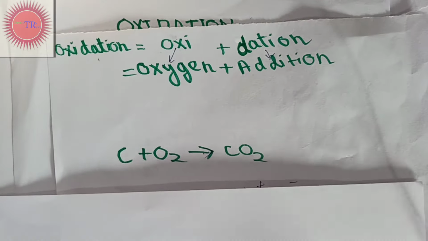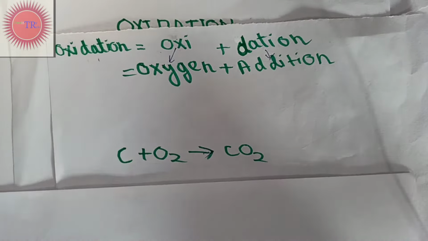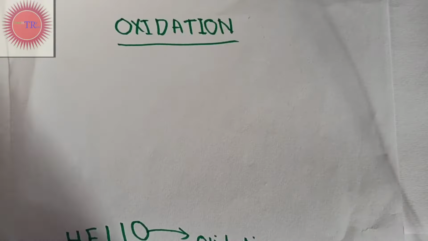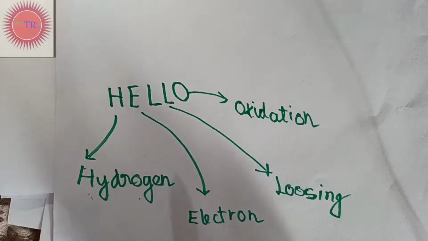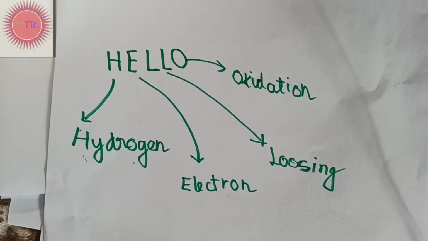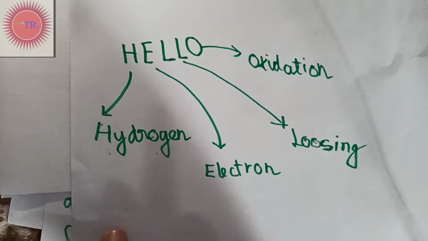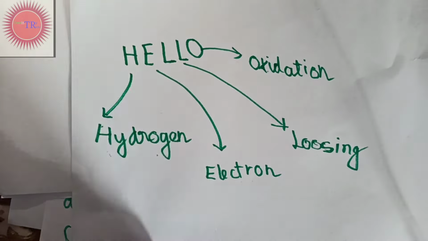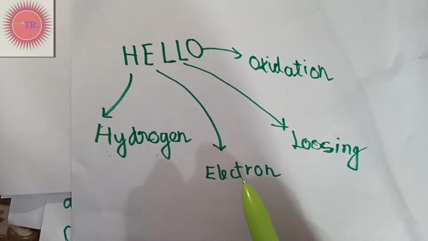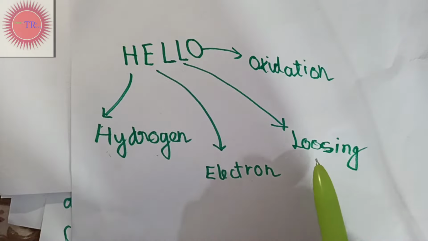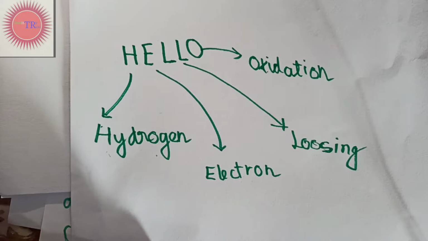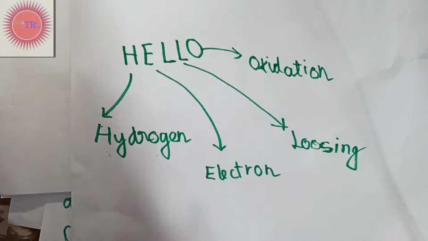But for competitions like NEET, JEE, I am telling you a trick. By this trick, you will always remember oxidation. Here the trick is HELO. H stands for hydrogen, E stands for electron, L stands for losing, and O means oxidation.